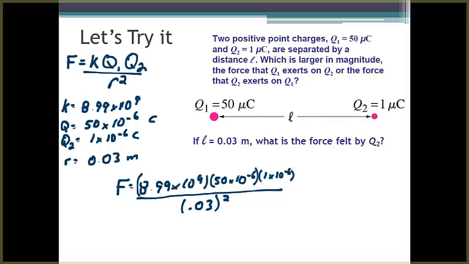Okay, substituting all those values in gives you a representation that looks like this. Now I want you to practice putting it in your calculator to make sure you're getting your exponents in correctly, make sure you're getting your squared in correctly, because that's where people tend to make the most mistakes. When you type it in and get an answer, you should be getting 500 newtons of force.